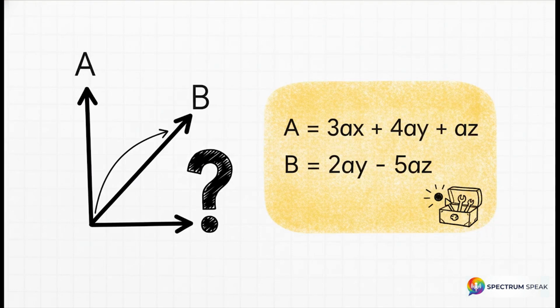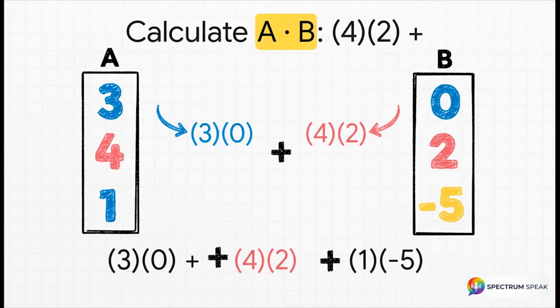So here's the setup. We've got vector A and vector B, and we know their components. Our mission, should we choose to accept it, is to find the angle between them. And since this is a question about alignment, we know the dot product is the perfect tool for the job. Okay, step 1. Let's get the dot product.